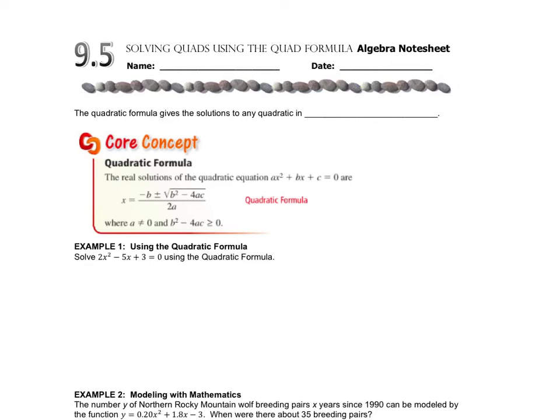Today we're going to talk about solving quadratics using the quadratic formula. The quadratic formula gives us solutions to any of our quadratics as long as they are in standard form. Now remember, what is standard form? Standard form is ax squared plus bx plus c, and that's the form we have to have our quadratics in to be able to use the quadratic formula.